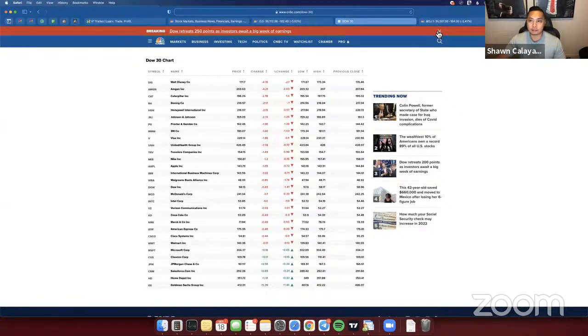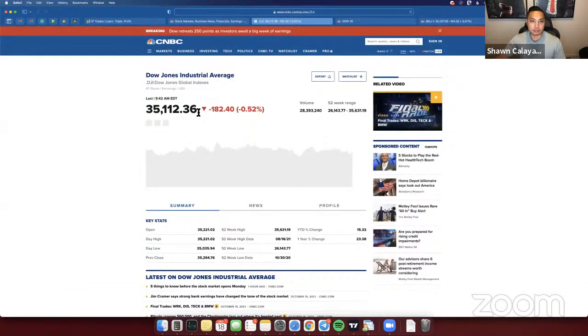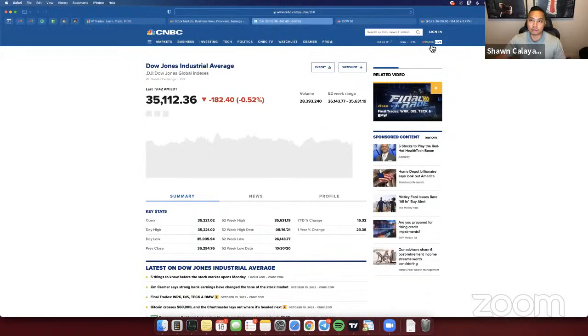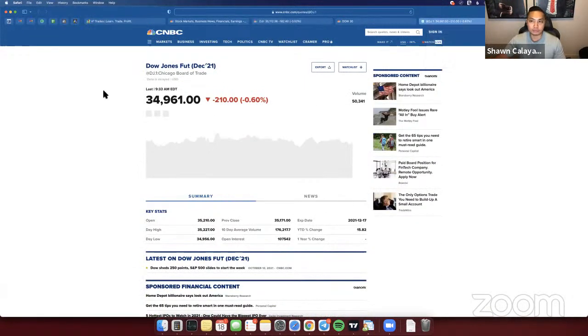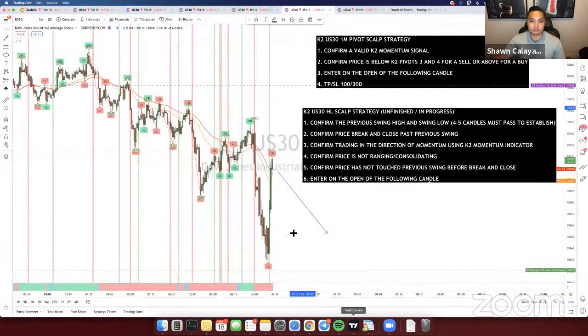However, the entire stock index is still completely red. You can see how it's all red right here. The daily average is 182 points in the red. We generally want to trade it in that direction when it's below 100 points or above 100 points. Looking at the futures data over here, refreshing this, this is also down 221 points. So the bias right now is still for a sell.